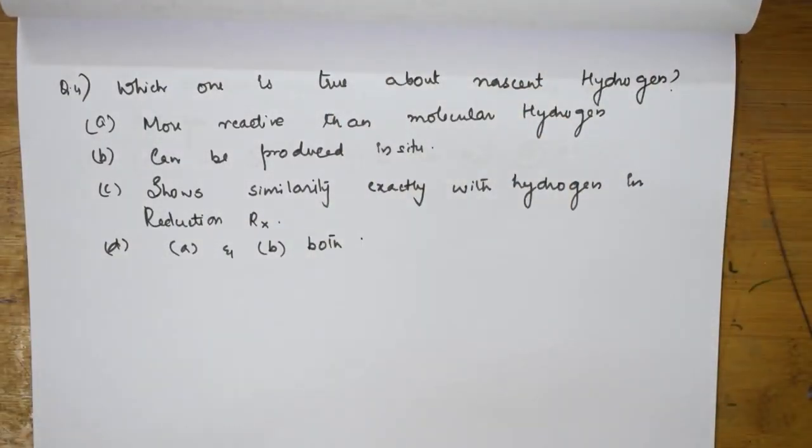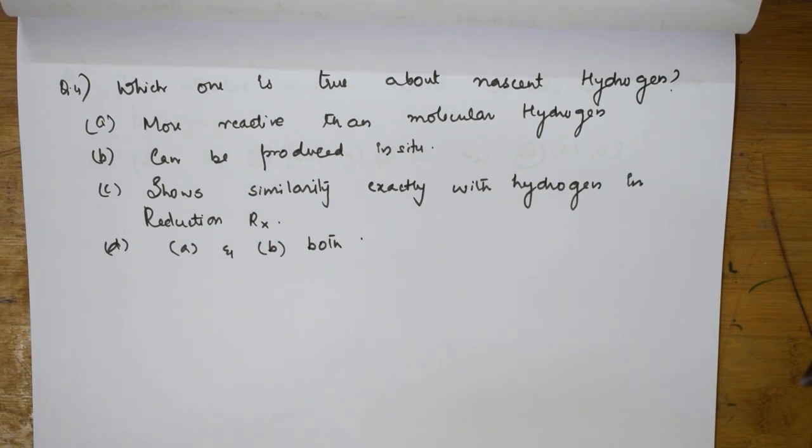In this next question, which of the following is true about nascent hydrogen? They asked me, nascent hydrogen, which is right? Which of the following concepts of this one is clear? Right. So most reactive than molecular hydrogen. This is one concept they've given me. Then they've given me it can be produced in situ. Fine. Then they've given me it shows similarity exactly with hydrogen in the reduction reaction. Then third option, A and B, they've given me. Both they've given.